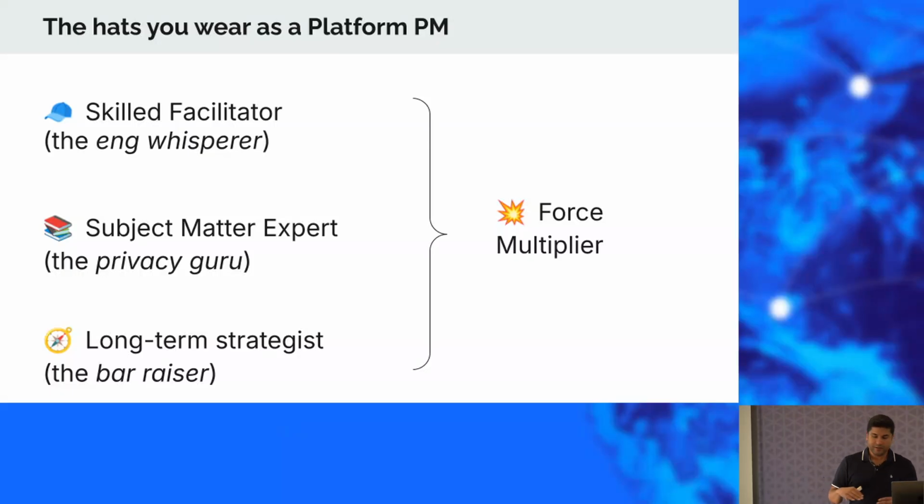In combination, what you're doing for your company is being a force multiplier. You are coming in and helping people do much more than they could otherwise achieve. And that's, I'd say, one of the biggest outcomes that you can drive for your company as a platform PM.